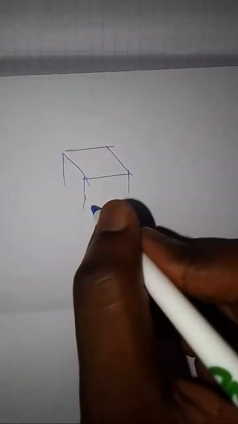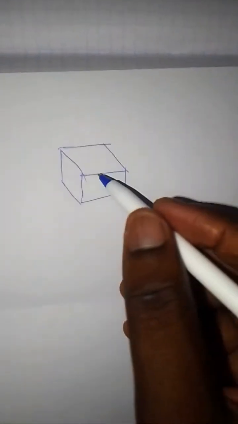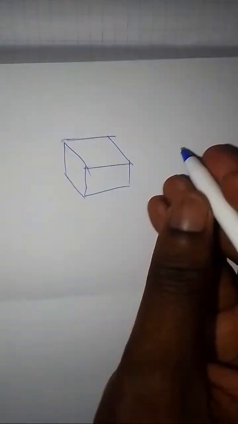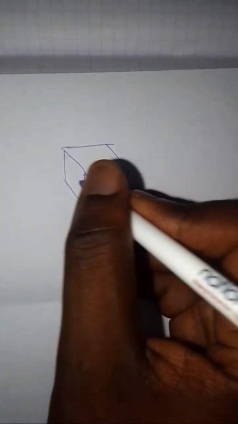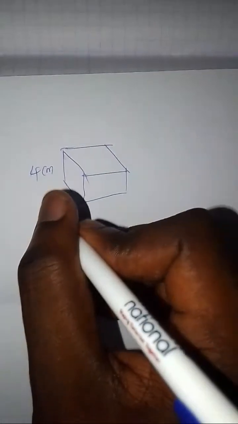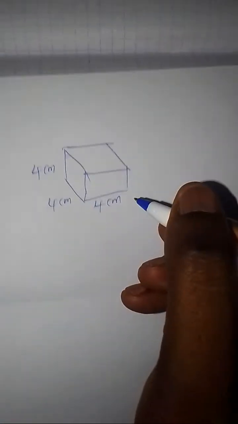So this one is the cube that I'm trying to draw. Yes, I've already drawn the cube. Now, we are asked to find the surface area of this cube. We are given the lengths as follows. Here we have 4 centimeters, here we have 4 centimeters, and here we also have 4 centimeters.